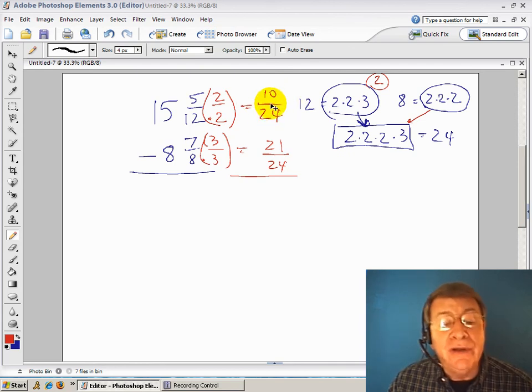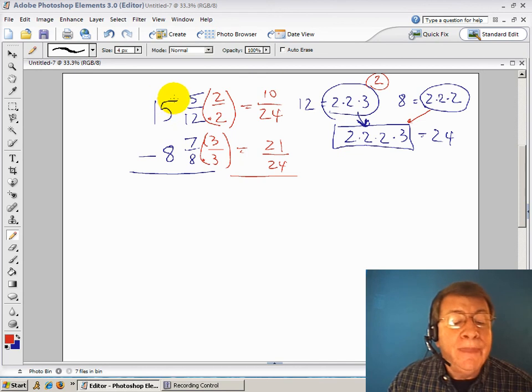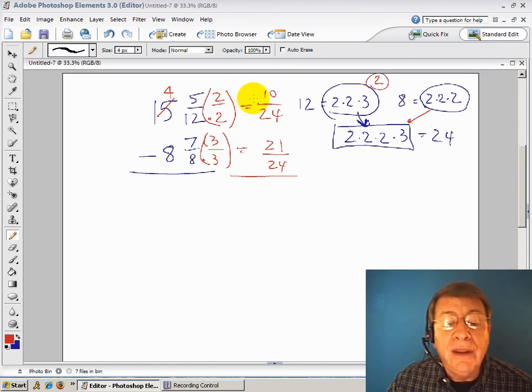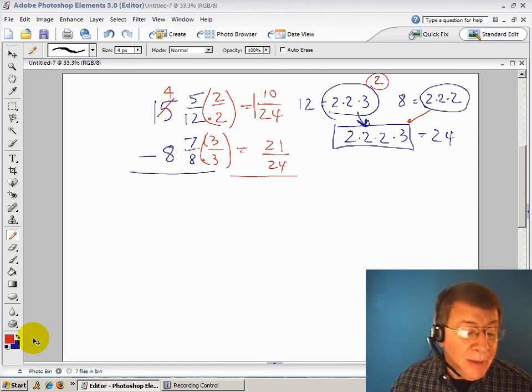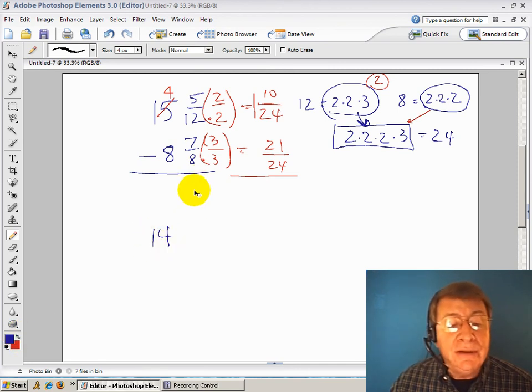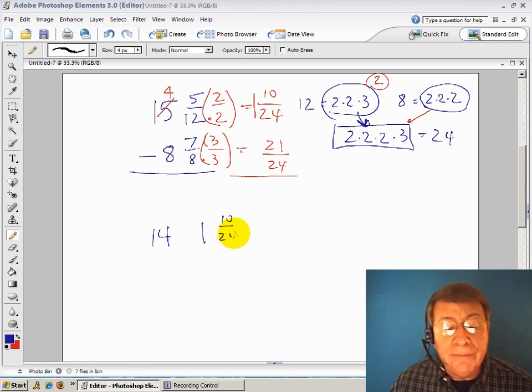We don't have enough. So what we need to do is go to the 15 and make it into a 14. I'm going to take 1 away from that, and that 1 is going to move down here. So let me rewrite the problem down below, and what I get is 14 and 1 and 10 24ths, and I want to subtract 8 and 21 24ths. Now I have enough room.